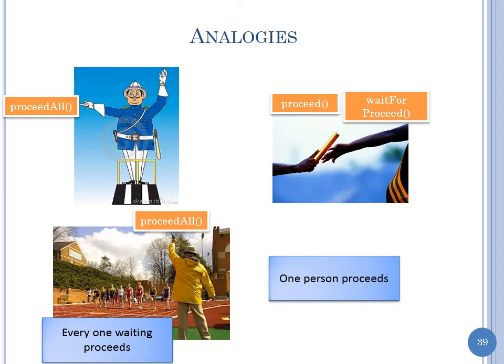So we see the analogies here: proceed versus proceed all, and there's also two kinds of coordination going on here. In the proceed all cases, there's an external agent that is coordinating the threads. Okay, so there are the runners that are actually going and executing, and there's another one whose job is to coordinate. In the case of the proceed calls, the two threads are themselves coordinating. I'll call that internal coordination, and I'll call the left one external coordination.